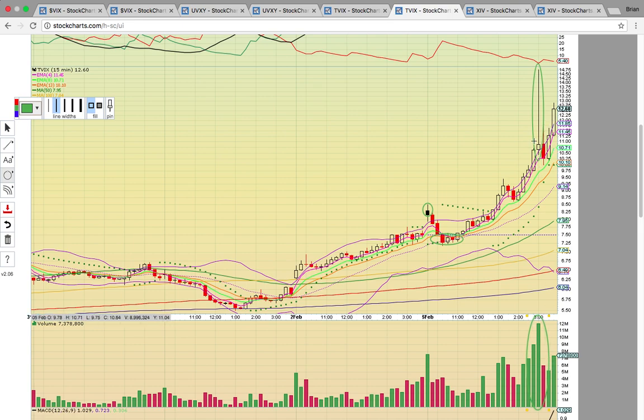It was really crazy. It was like the shorts kept on trying to attack it, but every time they kept pushing it higher. So a lot of people got caught on the wrong side of the trade, and the market makers are making them pay. It was a big day for the market makers.